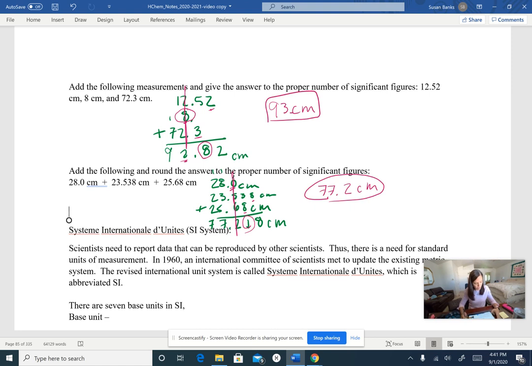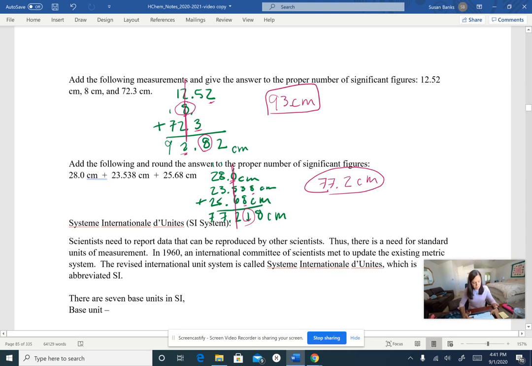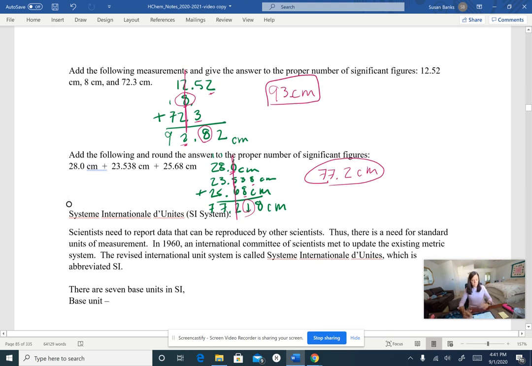So here we go. Système International d'Unités. So the SI system. Scientists need to report data that can be reproduced by other scientists. So we need a common reporting system. That common reporting system is the metric system or the SI system.